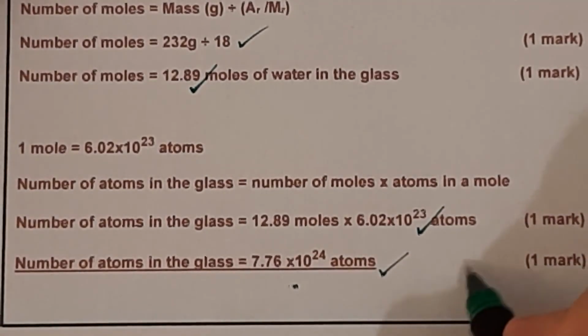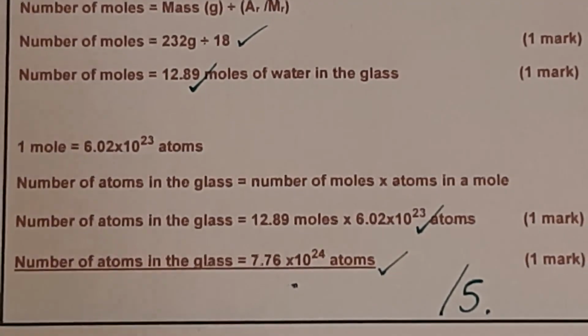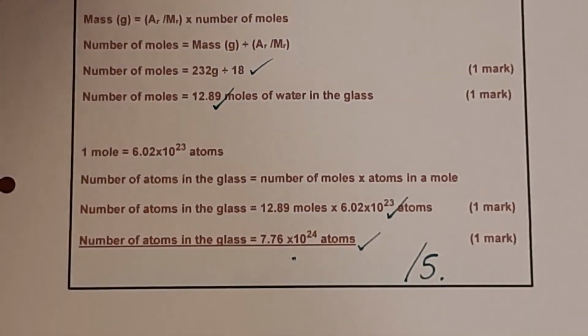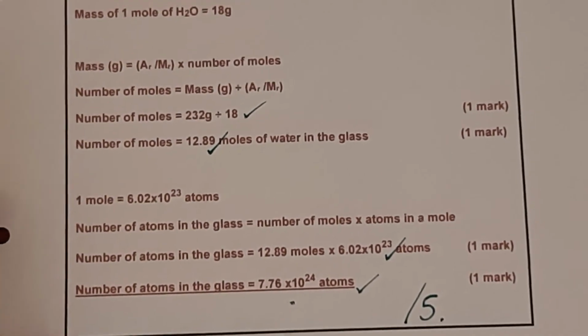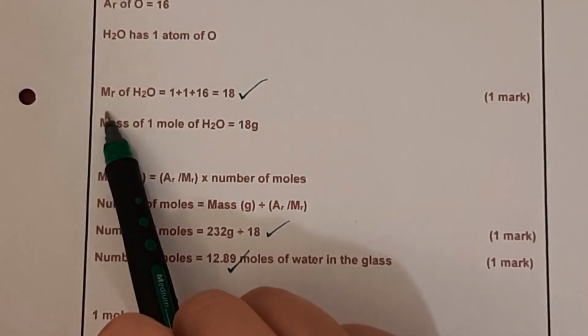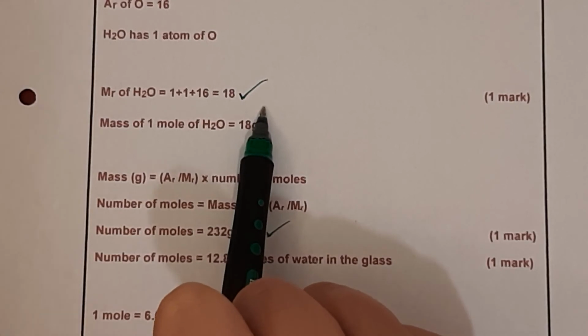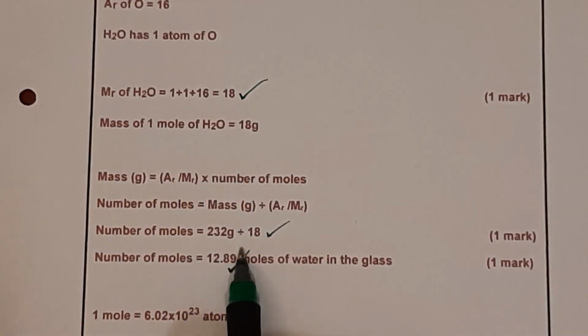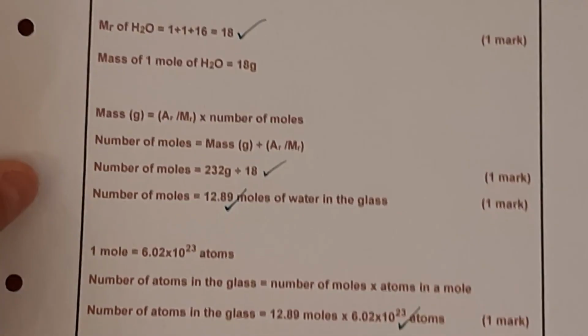So that is out of 5. If you got all 5 marks on that, you should be so proud of yourself, because that is really, really hard. But you can see that even for just doing the relative molecular mass of water, you still get a mark. And then for working out the number of moles in the glass, you will get another 2 marks. So each step of the question gets you more and more marks.